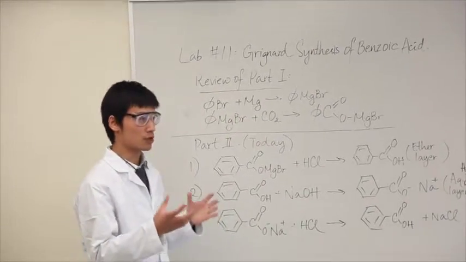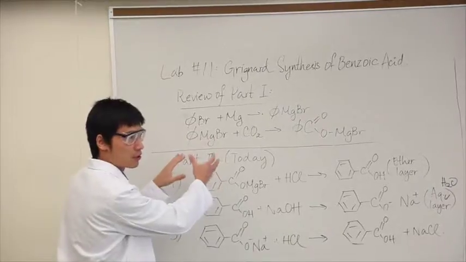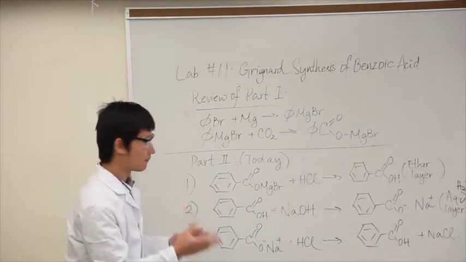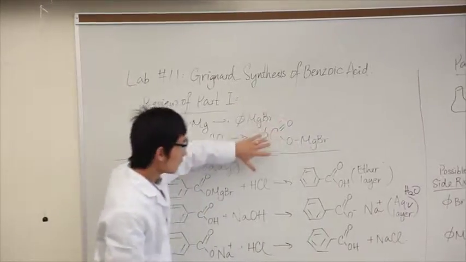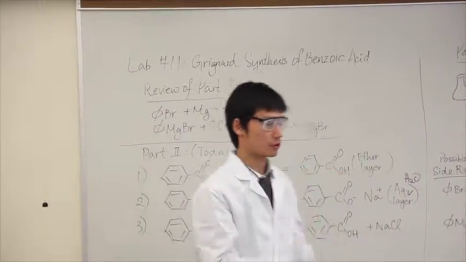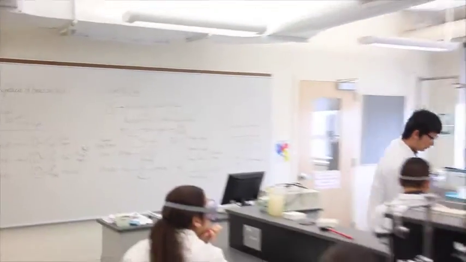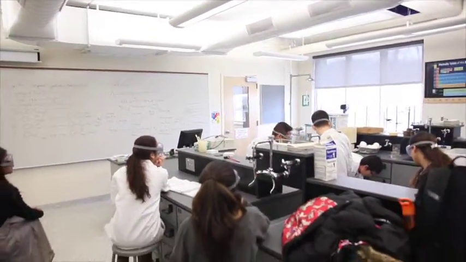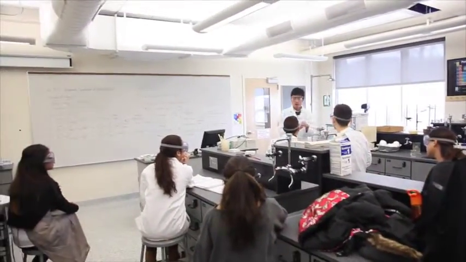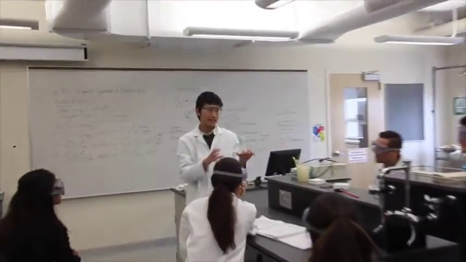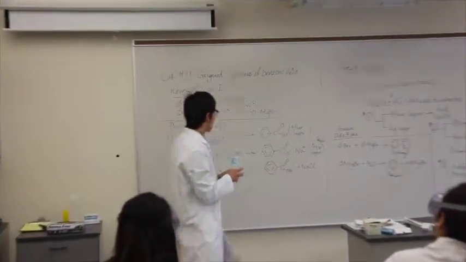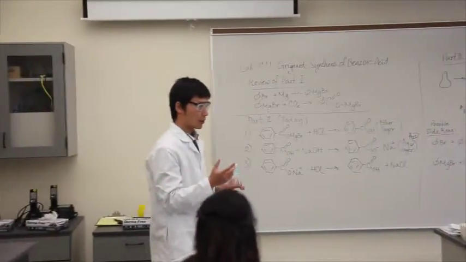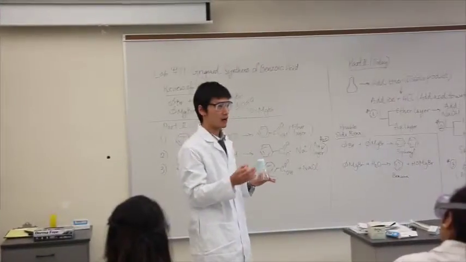So remember, you put the dry ice in the first beaker, which contains the Grignard reagent. When you put the dry ice inside, you're making this compound. That's the compound we made two weeks ago. The Grignard reagent reacts with carbon dioxide and makes that compound. Now today, the first step is to work up the reaction to purify and isolate the compound from the impurities.